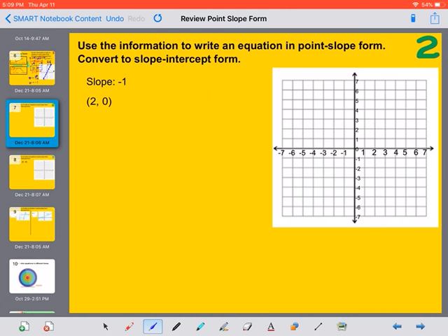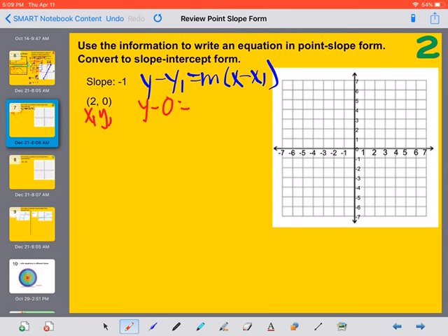We have our point slope form, y minus y1 equals our slope, x minus x1. And we need to plug in our information. Here's x1 and y1. So we have y minus 0 equals our m, our slope is negative 1, and then x minus x1, which is 2. So we just need to solve this.